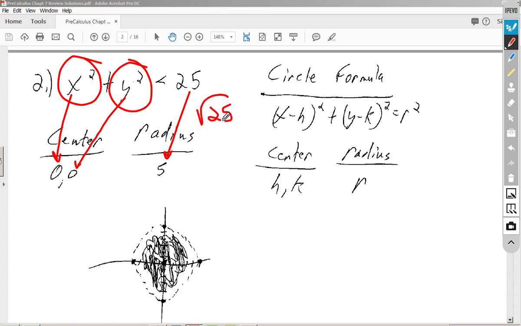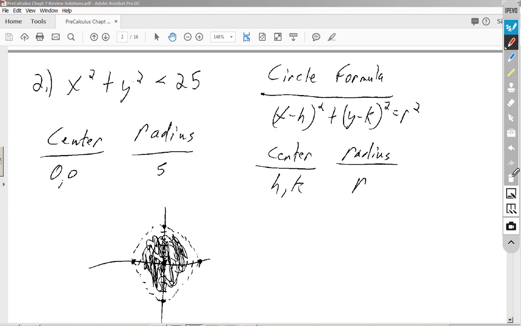Now that I have that information, I can go ahead and sketch my graph. So to sketch your graph, you go to the center, which is 0, 0. Now from here, I'm going to move in each direction 5. So I move right 5, I'm going to move left 5, I'm going to move up 5, and I'm going to move down 5.